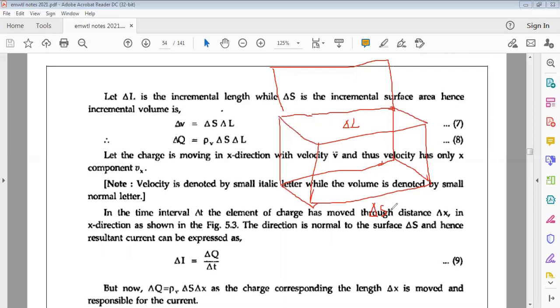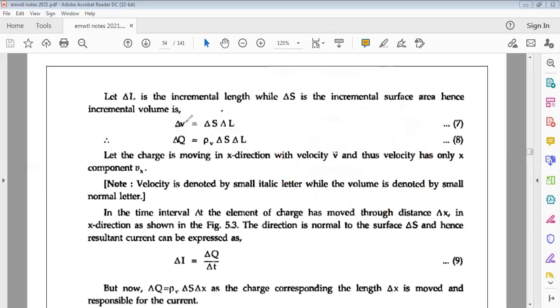Got it, my students? So delta s and delta l, the product of these two, will be nothing but the incremental volume: delta v is equal to delta s into delta l. I am taking the line having the incremental L and the surface as incremental S, only one side. Combining these two, we get the volume. So delta V is equal to delta S into delta L. Observe, my dear students, how we got this equation: V is equal to S into L only actually. Got it?